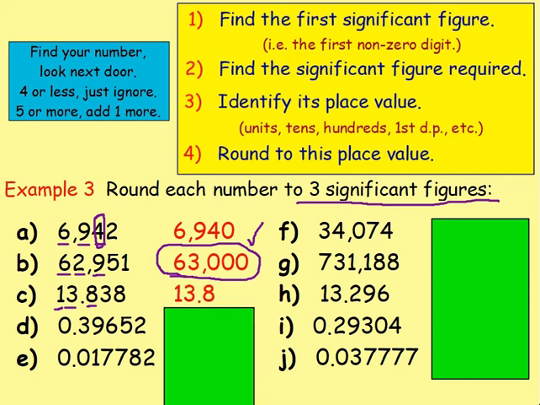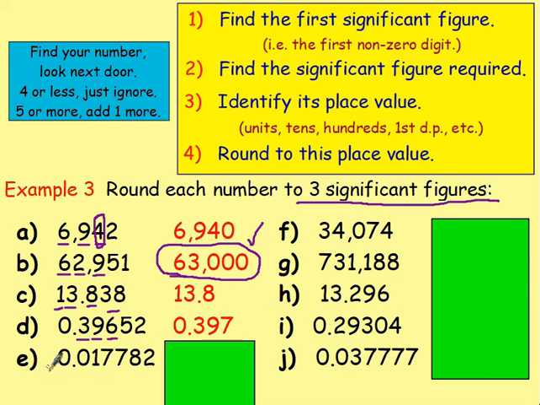Fantastic. With D, the first significant figure is the 3. Good, because it's the first digit that is not a 0. There's the second significant figure, and there's the third significant figure. That there is in the third decimal place, so we round this number to 3 decimal places. To do that, we find our number, which is here. Find your number, look next door, it's 5 or more, so you add one more. So the 6 will go up to a 7, and you don't write anything else after it. So you'd have 0.397. And you can see there, you have 3 decimal places.